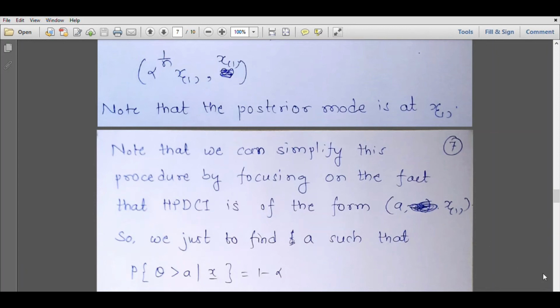So in order to find the credible HPDCI here, we just have to find a constant A such that the posterior probability of theta greater than A is simply 1 minus alpha. I have elaborated this point in the R program.